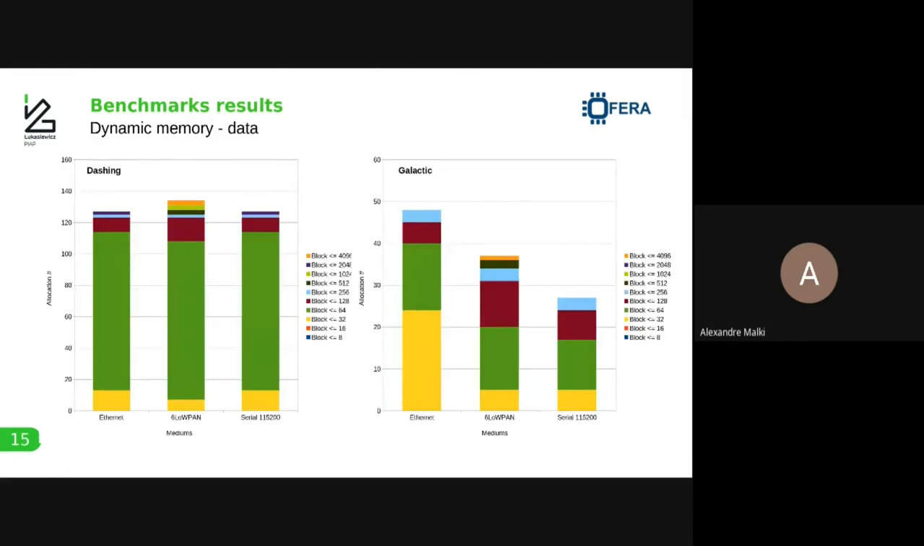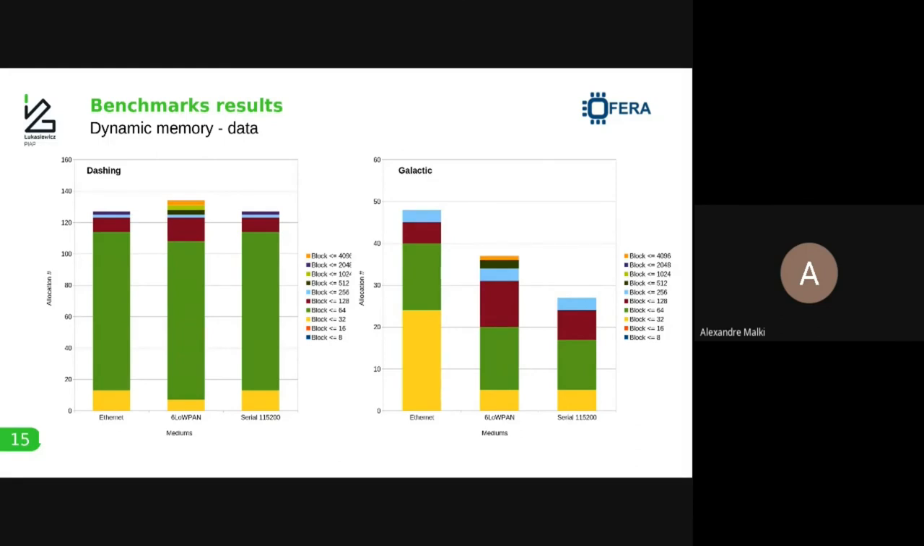Now the dynamic memory allocation. Sorry, I was cut a bit, but you see here the different block allocations per size. The trays were chosen by multiples of two to keep it very software friendly. So here we can see that the yellow block is all the blocks that are more than 16 bytes large, but less than 32.